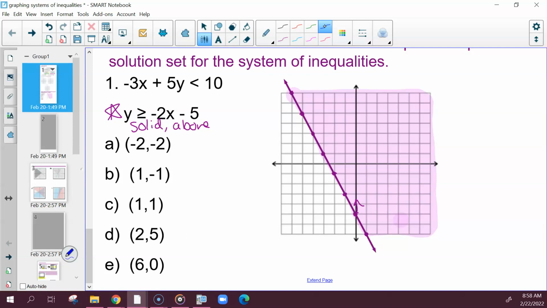Then we need to do the other one, but we need to solve that one first. And how would we do that? Add 3x to both sides. So we have 5y is less than 3x plus 10. And then divide everything by 5.